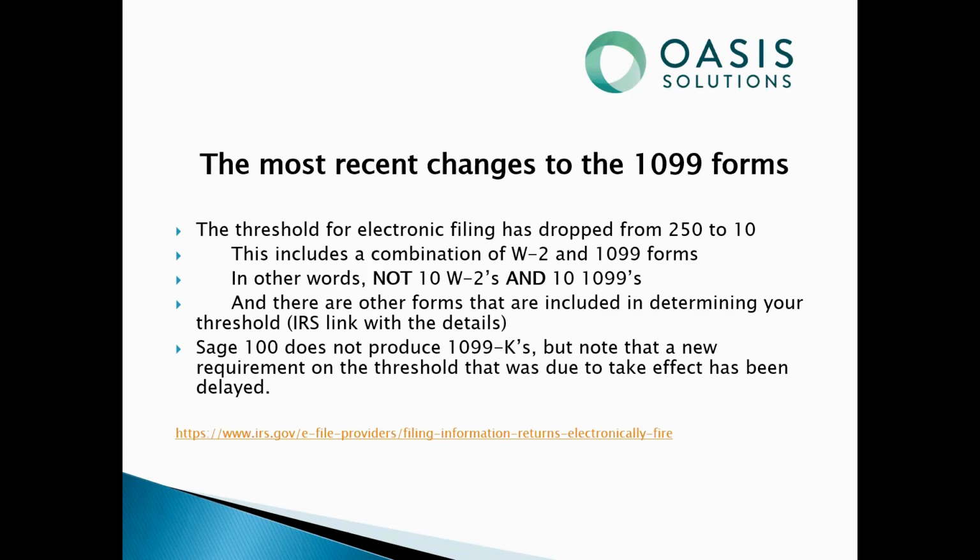Okay, so then the most recent changes to the 1099 forms. Well, technically, the forms themselves, there were not any changes. So that's one good reason that there were no programming changes required. But what did happen is the IRS has changed the threshold that they're using for determining who needs to file electronically.